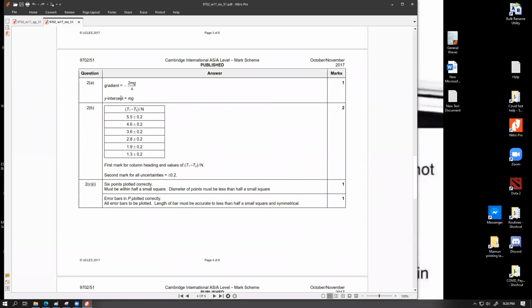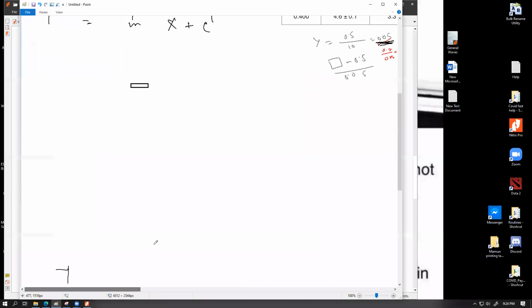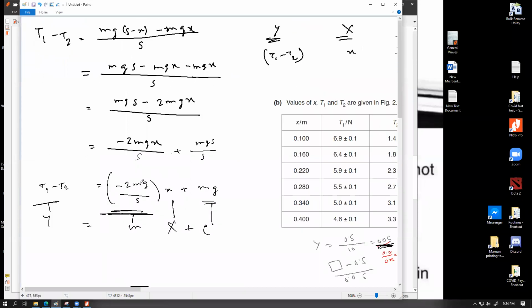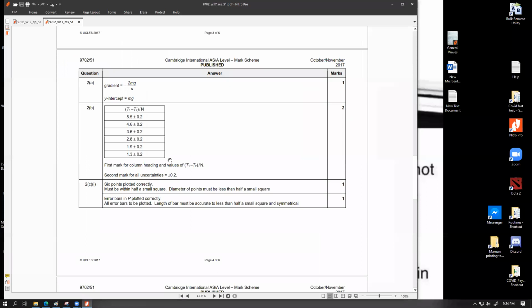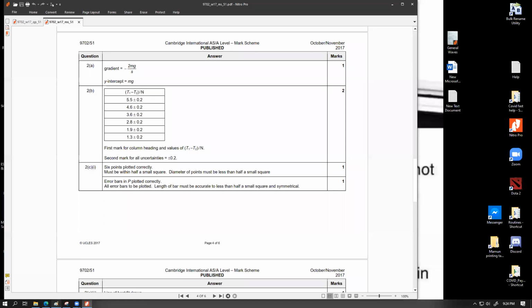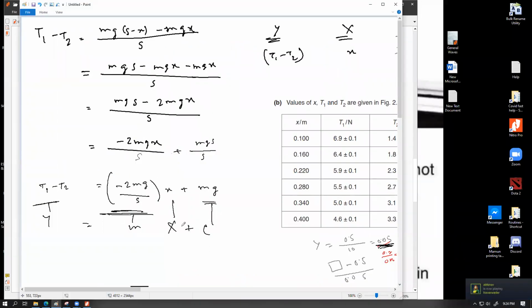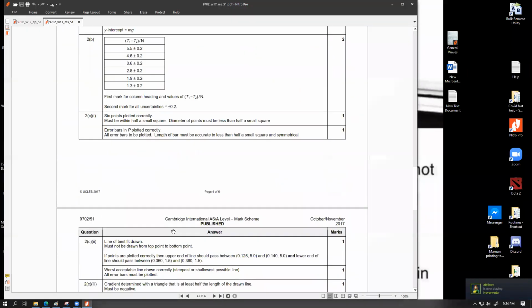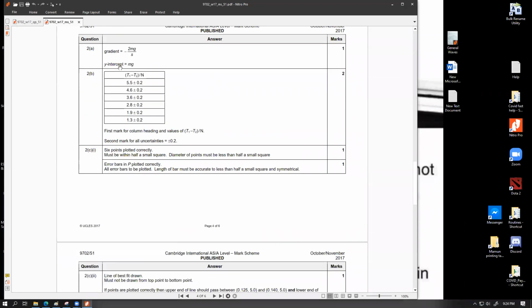Look at the mark distribution. The gradient is supposed to be minus 2 mg by s. The c is supposed to be mg. So we got that first mark. Next, it says the table values are all 0.02. Our values are 5.5, 4.6, 3.6, 2.8, 1.9, 1.3. Yes, these all matched. So we got this 2 mark as well, this 1 mark as well.